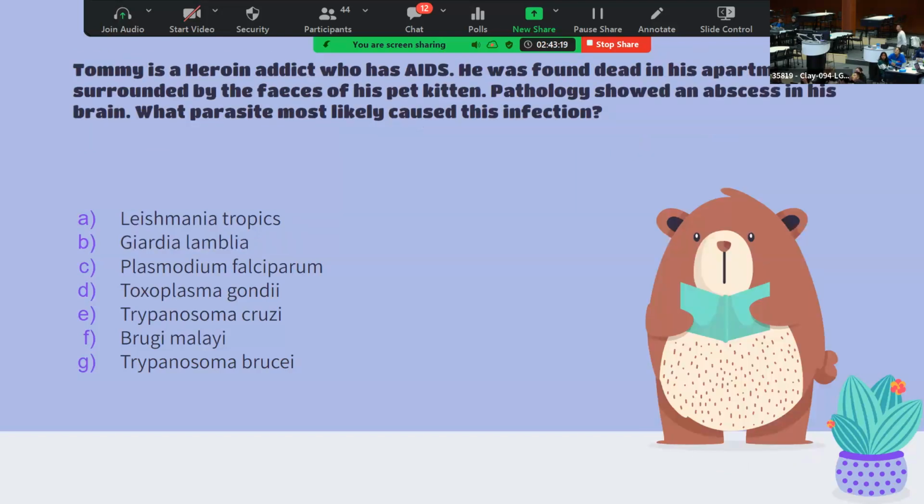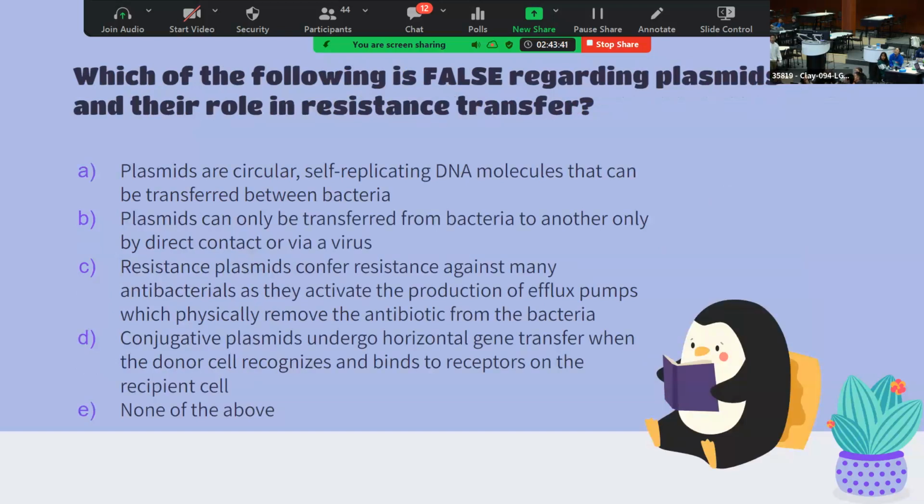Damn. Okay. Tommy is a heroin addict who has AIDS. He was found dead in his apartment, surrounded by the feces of his kitten. Pathology showed an abscess in his brain. What parasite most likely caused the infection? Damn, that's a sad way to go. D? Yes. Toxoplasma gondii.